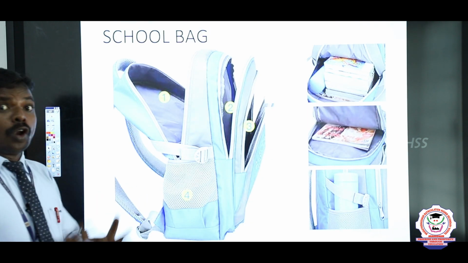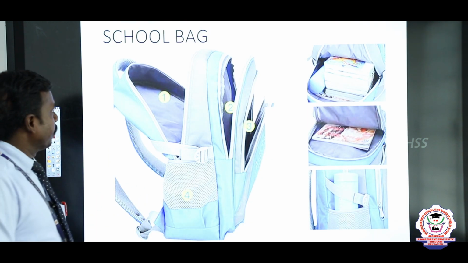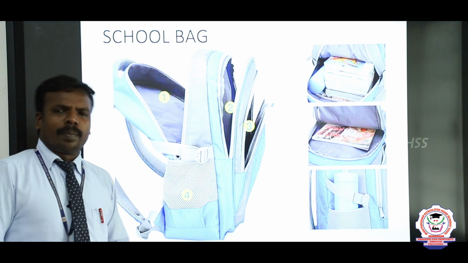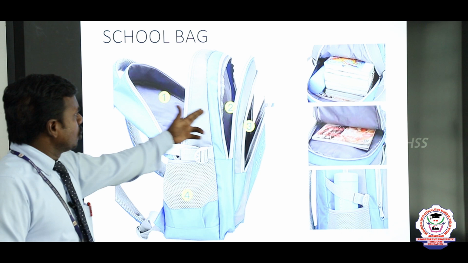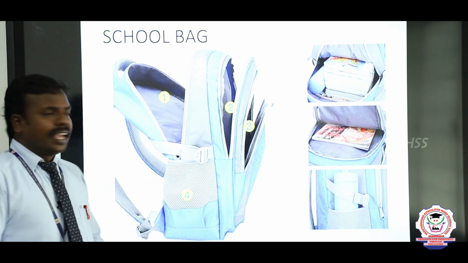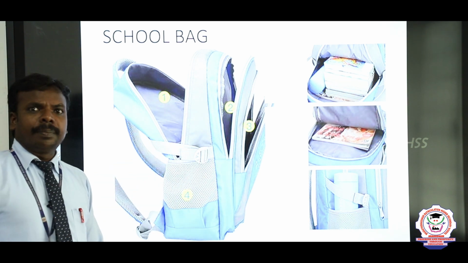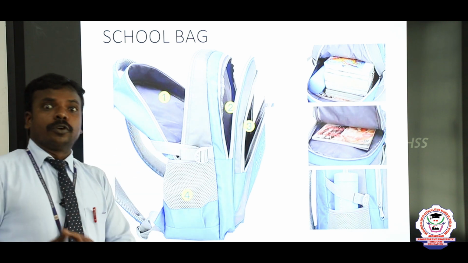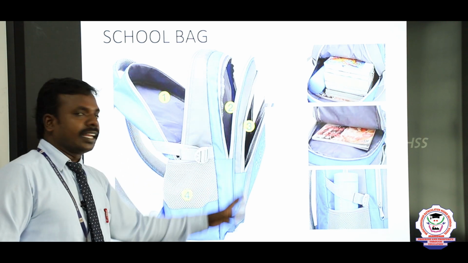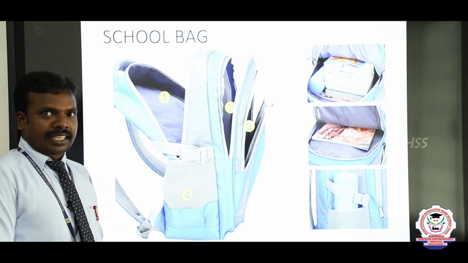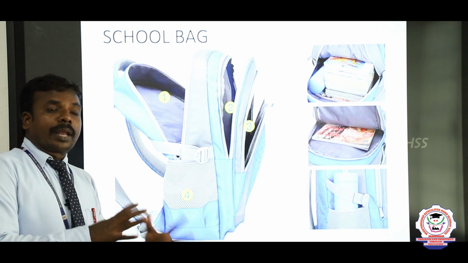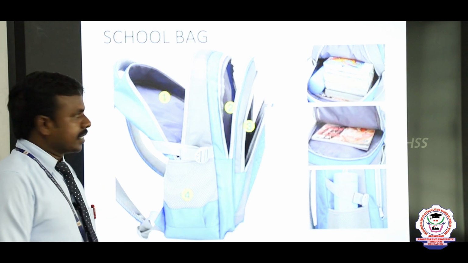Second one, the school bag of children. Usually there are some divisions in the school bag. Here 1, 2, 3, 4 divisions are there. In the first division, we can keep only the textbooks. In the second division, we can keep notebooks. In the third division, we can keep other stationery things. In the fourth division, we can keep the water bottle. So this is also one of the best examples of the set.